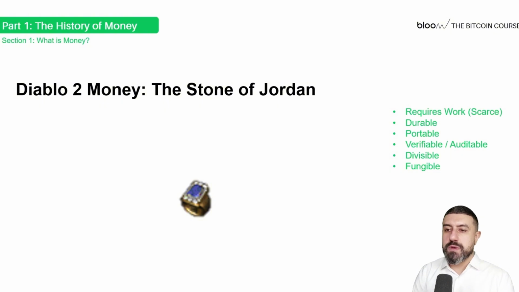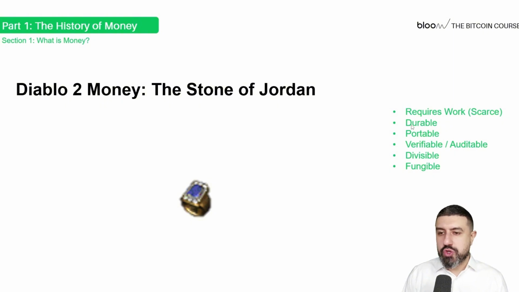So for example, if I'm a sorcerer and I want a specific staff, and somebody tells me, okay, well, that staff costs 3 Sojs, so 3 Stones of Jordan. I'm going to have to make a calculation. Do I play the game and try to find the staff, kill bosses to find the staff, or do I go and kill Andariel for about 120 hours until I get 3 Stones of Jordan, and I trade those Stones of Jordan for that staff? Or I trade other items that I have for Stones of Jordan, and then those Stones of Jordan for the staff. I'd have to make that calculation. So this is one of the reasons this item became money, because it required a lot of work to produce.